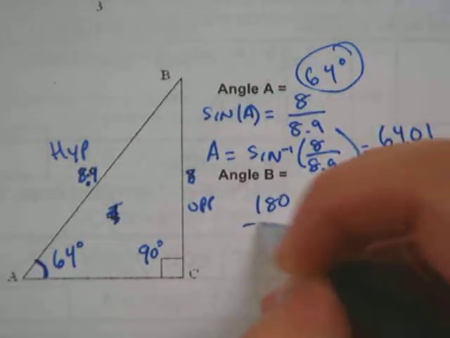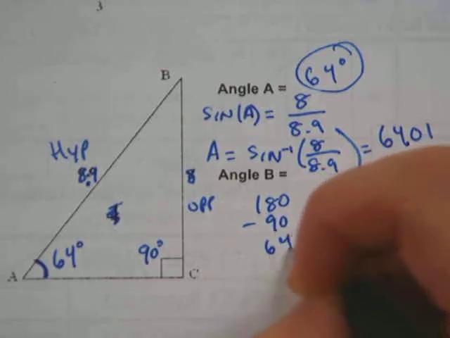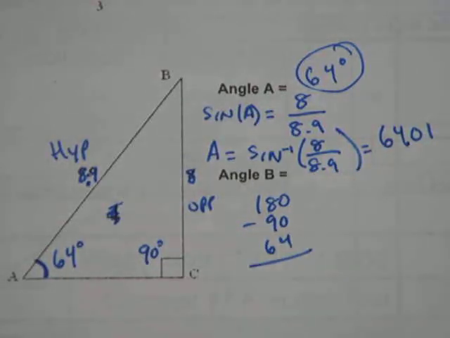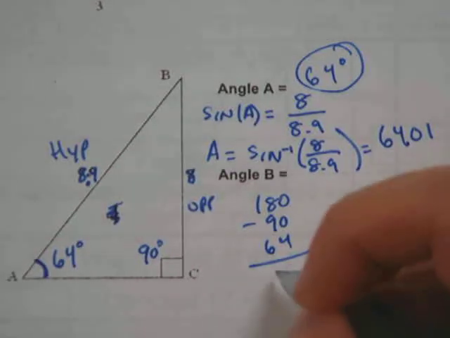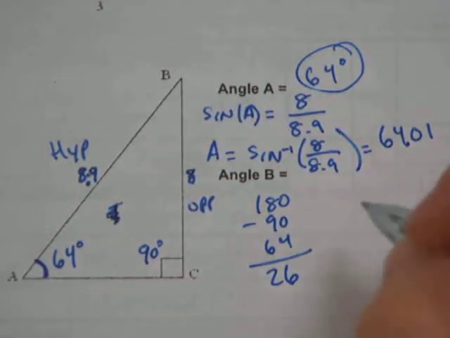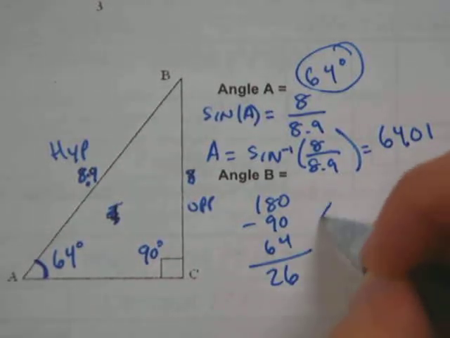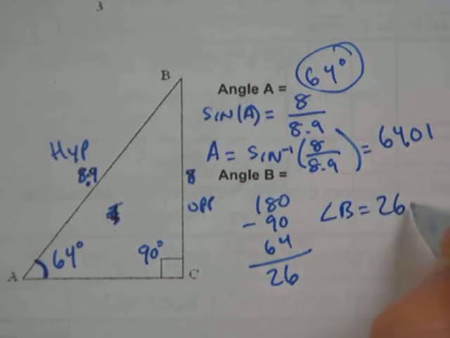So 180 minus 90 minus 64 is just 26. So that tells us that angle B is 26 degrees.